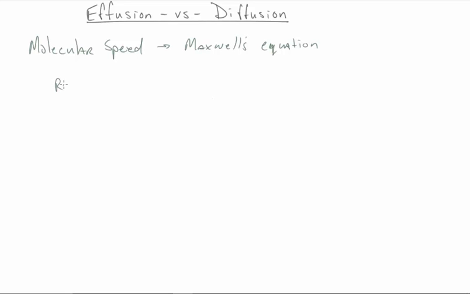So we're going to define it as the root mean square velocity, and I'm going to abbreviate it as VRMS. So VRMS is the root mean square velocity, and it is equal to the square root of 3RT divided by the molar mass of the gas.